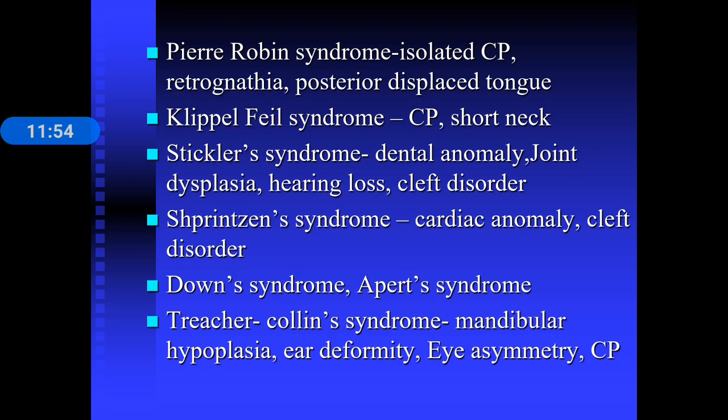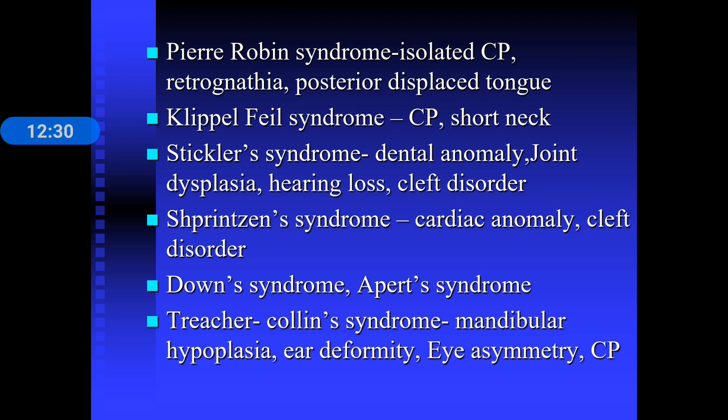Now a number of syndromes are there in which cleft lip or cleft palate is a part of it. So you have the Pierre-Robin syndrome or the Pierre-Robin sequence. Here you have an isolated cleft palate, micrognathia, and a posteriorly displaced tongue. Klippel-Feil syndrome, again cleft palate and short neck. Short neck saying that there is a fusion of the cervical vertebra, resulting in short neck and difficulty in neck mobility. You have the Stickler syndrome: dental anomalies, joint hyperextensibility, hearing disorder, cleft disorder.